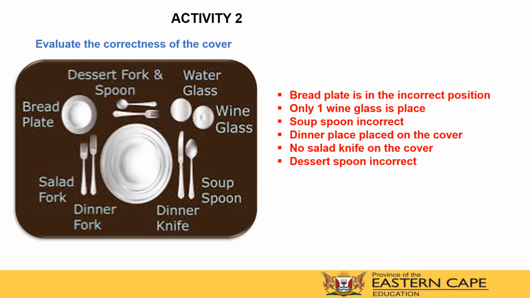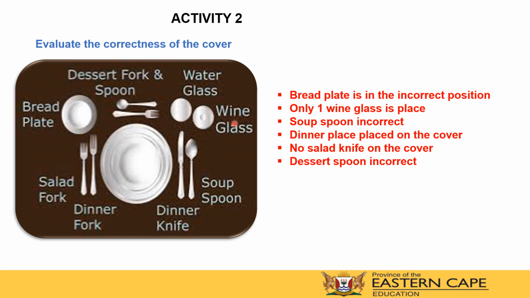Firstly, the bread plate is in the incorrect position. I'm going to put my laser on again. Remember, when I was teaching you about table setting, we said that the side plate or the bread plate must be on the left-hand side of the cover, and then you must have your bread knife. You can add that to your response. Secondly, only one wine glass is in place. Here you've just got your wine glass and your water glass, so there should be a second wine glass.